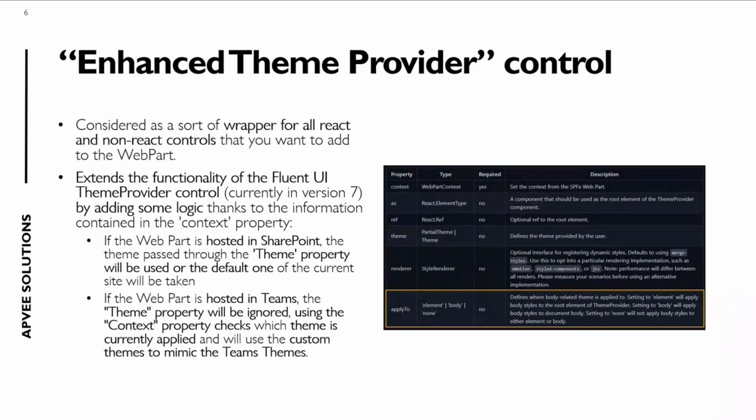Another cool property that is inherited from the ThemeProvider control is the applyTo property. You are able to set element, body, or none. If you set element, the theme is applied to the children of this control. But if you set body, the styles are applied to the whole page. And this is very cool to resolve the problem with styles, for example, of the text.